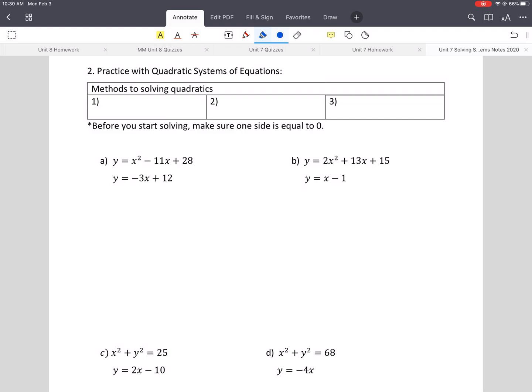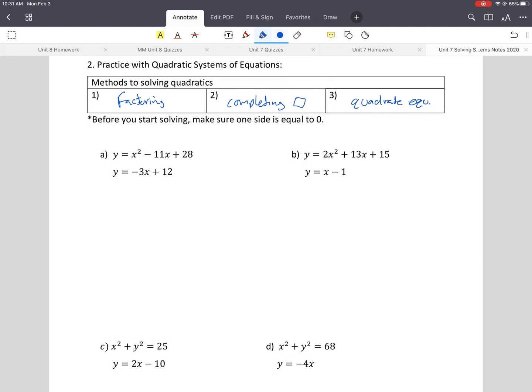So solving systems of equations, again, we talked about that. We can do it by factoring. I would try that first. Completing the square or the quadratic equation. Okay. It says before you start solving, make sure that one side is equal to 0. So we'll get to that point.